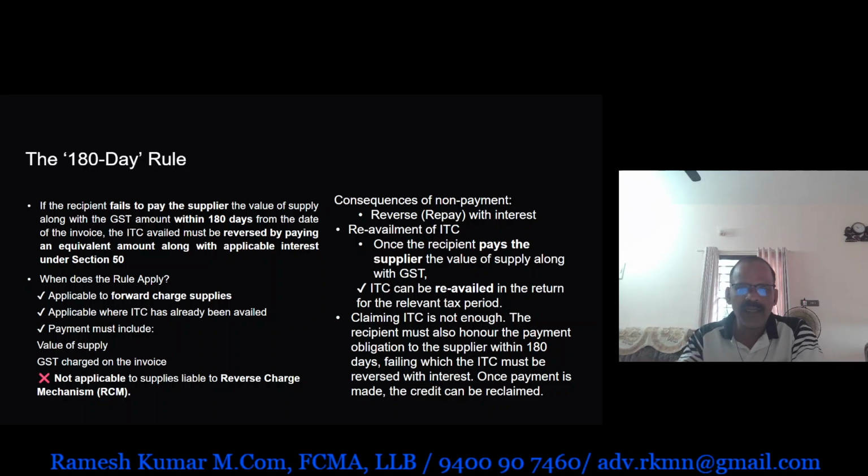You can make the payment later, only interest will get levied. However, once payment is eventually made by the recipient, the ITC can be re-availed. That's a benefit. So it is not a punitive action. This is to compel the recipient to make the payment to the supplier on time such that the supplier can deposit that amount to the government's revenue.